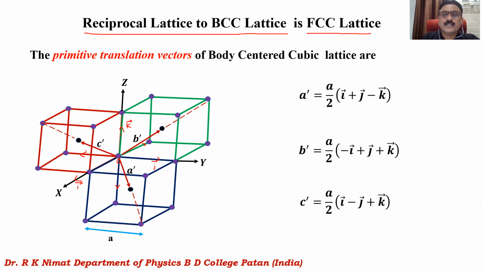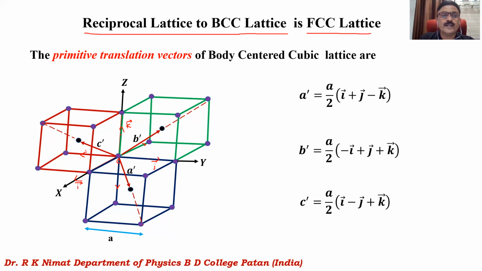So a dash, b dash, c dash. Remember, these are primitive translational vectors of the body-centered cubic lattice. A, B, C are the translational vectors of the conventional unit cell. They are not the translational vectors of the primitive body-centered cubic lattice. We have constructed here a dash, b dash, and c dash as primitive translational vectors of this body-centered cubic lattice.